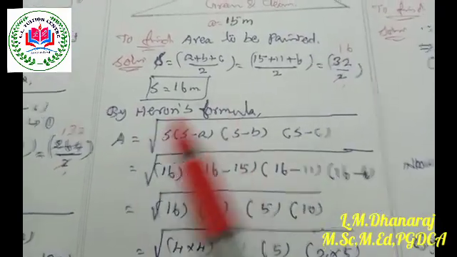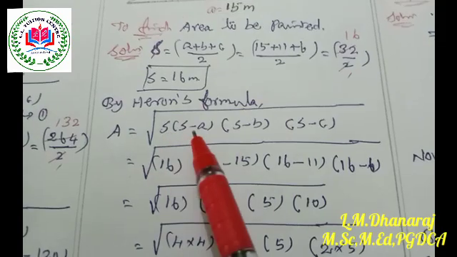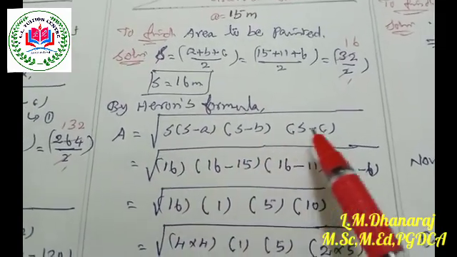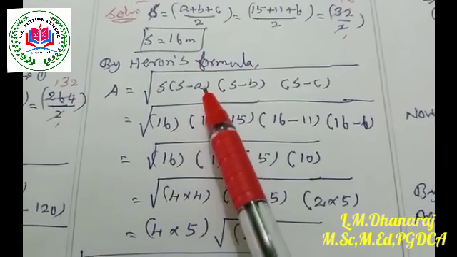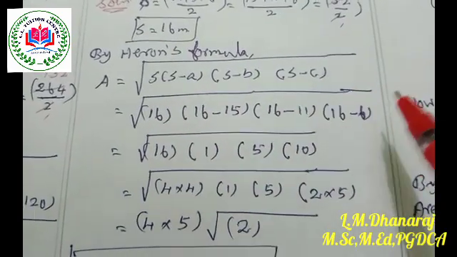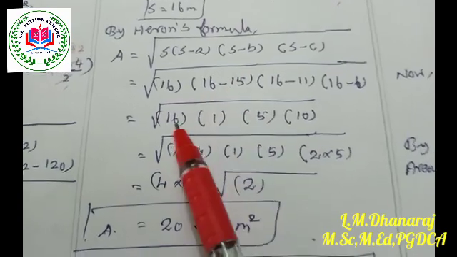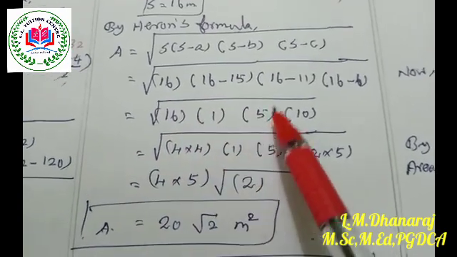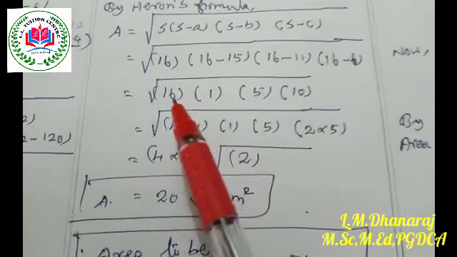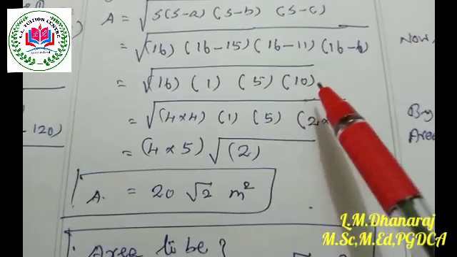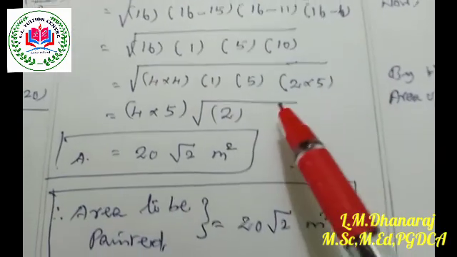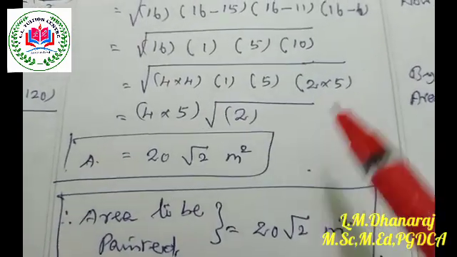By using Heron's formula, area of triangle is square root of S into S minus A into S minus B into S minus C. So let us replace the values: S as 16, A as 15, B as 11 and C as 6. By subtraction we will be getting 16 into 1 into 5 into 10. For 16 let us split into 4 into 4. 5 let it remain as it is. And for 10 we can write this as 2 into 5.